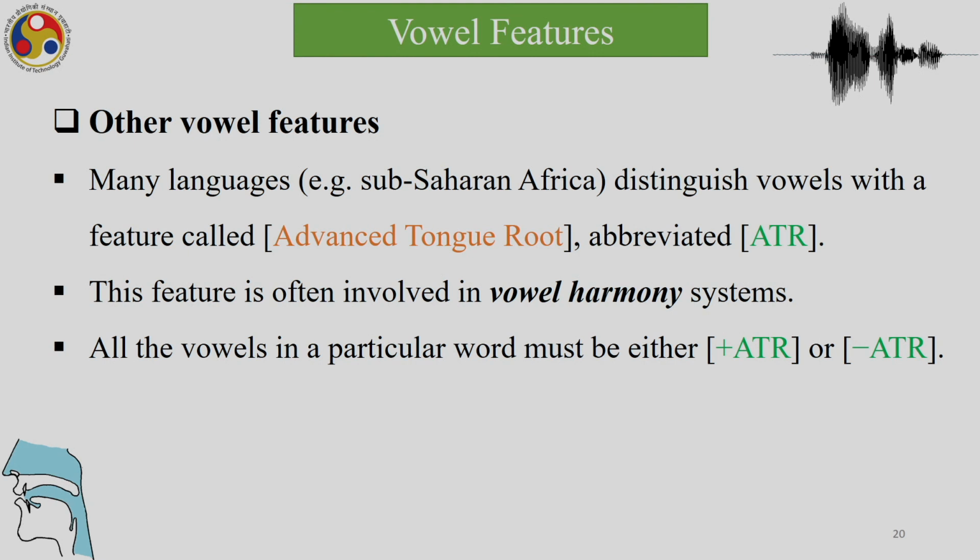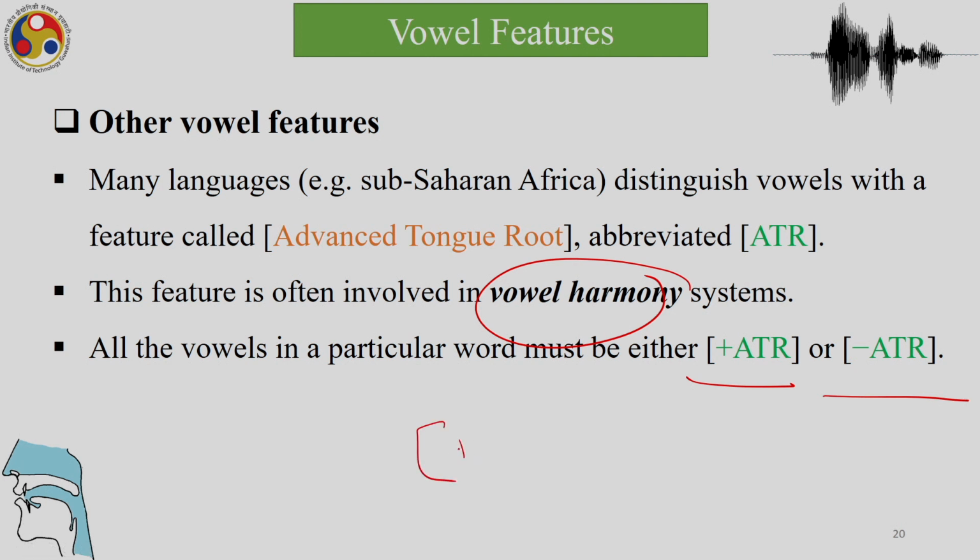And then there are other vowel features like advanced tongue root, which is very much seen in the vowel harmony systems of the world. So all the vowels in a particular word must be plus ATR or minus ATR, and that is called vowel harmony.